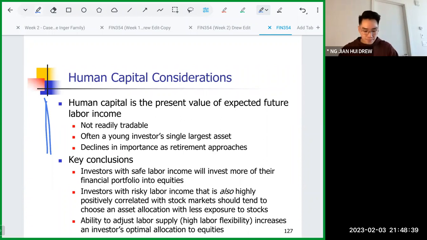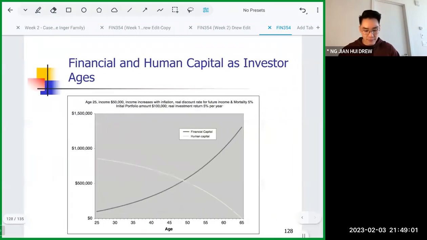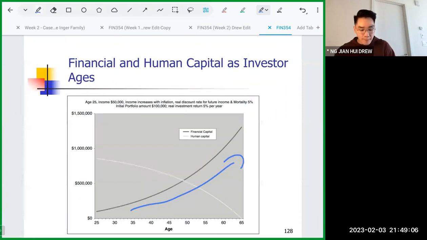So human capital is not only about the job scope, but also about the age of your human capital. Are you young or are you old? There is this graph here. Let me just flip here. As you grow older, you see that your financial capital increases, but your human capital decreases. When you're younger, you have more human capital because you have more to contribute to the company, to the economy, etc.